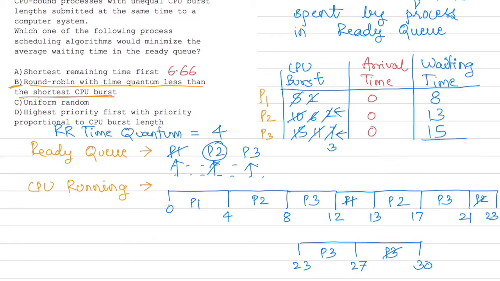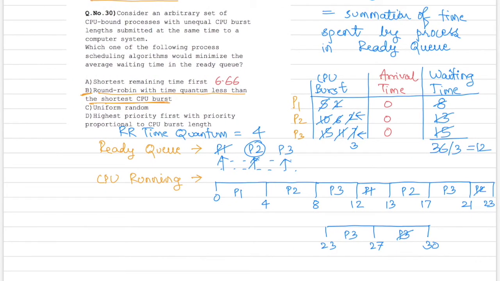Now we find the average of the waiting time. How much is it? 15 and 13 is 28. 28 and 8 is 36. 36 divided by 3 is equal to 12. So the average waiting time for round robin with time quantum 4 is coming to be 12. Let me make a note of it. So this will be 12.00.